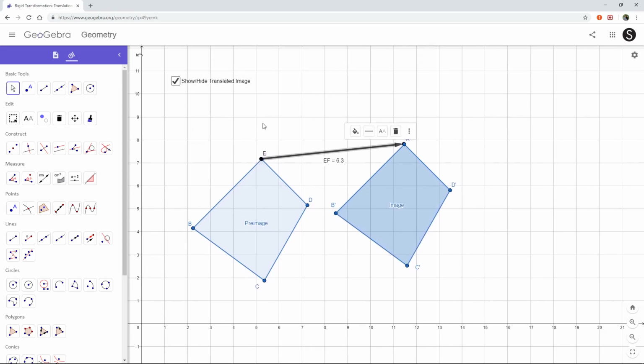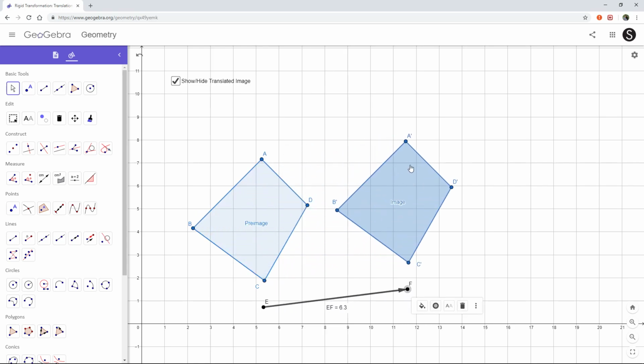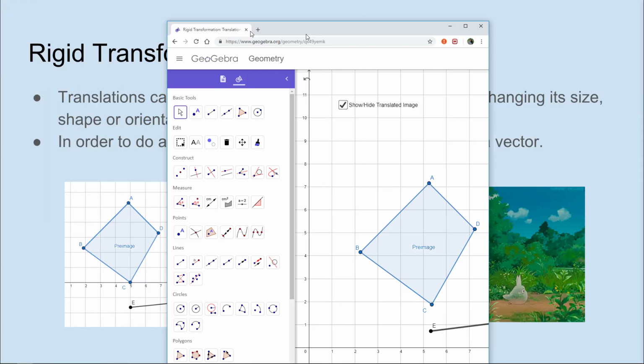And what is interesting about translations is that if you translate something by a 0 vector, the image and the pre-image will lie on top of each other, and that's one way you know that it's congruent, because if you look at this example, the angles are the same, the side lengths are the same, all the components of the pre-image are identical to the image, so they are congruent.